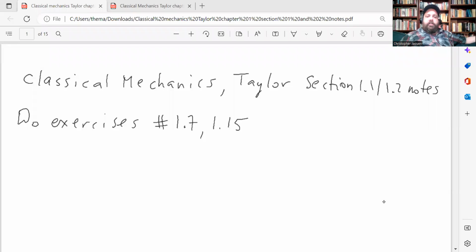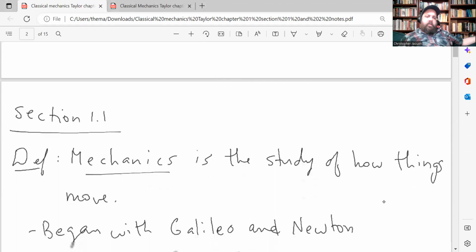Let me bring up my notes. All right, so here are the notes I took. In the chapter, he suggests doing question number 1.7 and 1.15 in the exercise set for section 1.2, and I did both of those. So when I get to the problem video, you'll see I did both of those, and I did a couple other ones just for the sake of doing a few more fun problems. So we'll see those in the next video. Let's get into section 1.1.